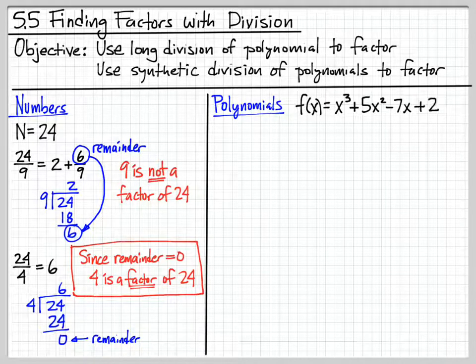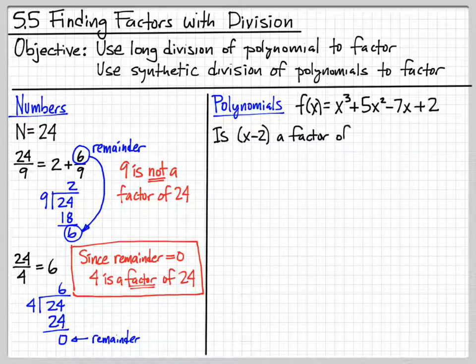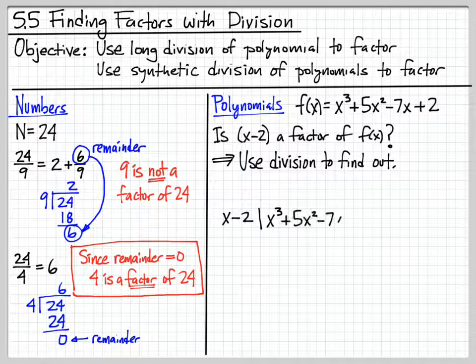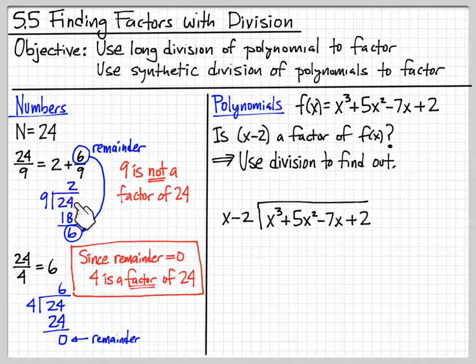We could have a polynomial and we could check whether or not x minus 2 is a factor of f of x. What we would do is we would use division to find this out. We haven't divided polynomials before, so we're going to look at how we would divide a polynomial. And we would set it up in a similar way as we would set up long division, where in long division we take this number here and divide it by 9. We take a polynomial here and divide it by this x minus 2 factor which we're testing it against.